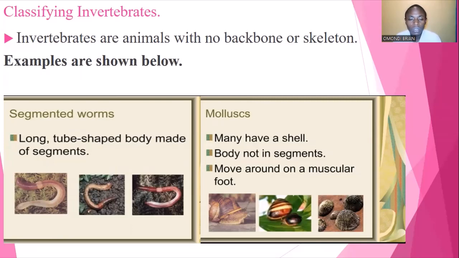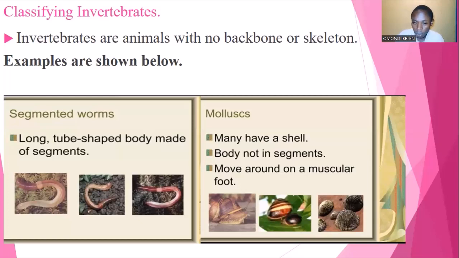And no, I beg your pardon, invertebrates occupy the most percentage of animals on earth. That's according to history. Now let's look at the examples of these invertebrates. One, we have segmented worms. Look at them, the earthworms. These are commonly seen maybe after rains. After rains, you will commonly see these segmented worms. They are long, with a tube-shaped body made with segments.